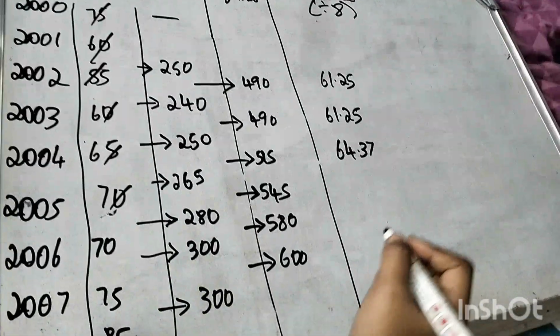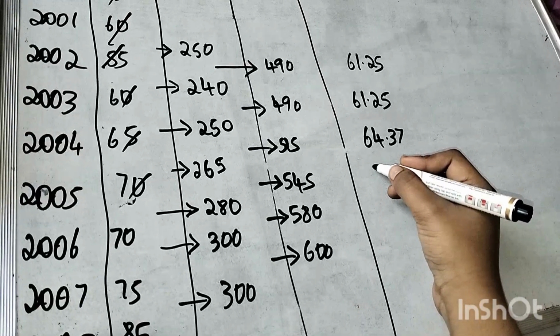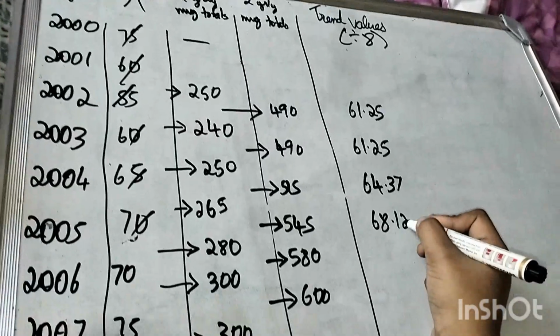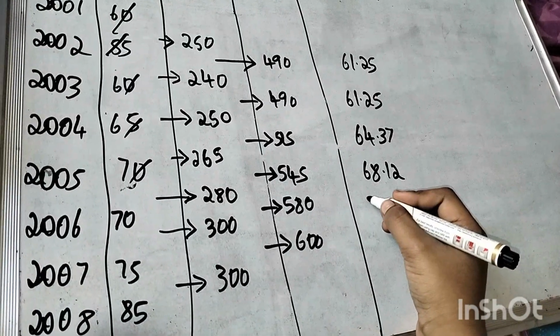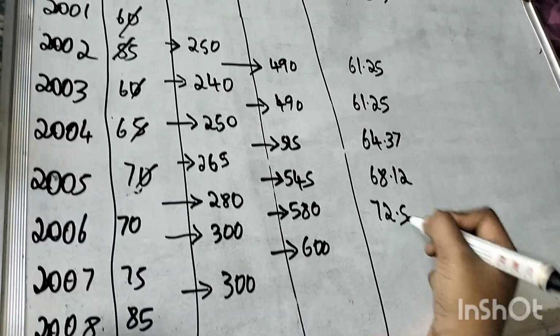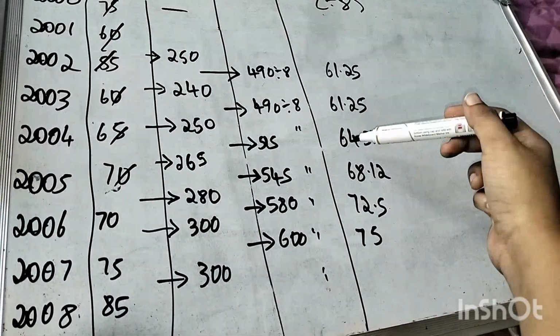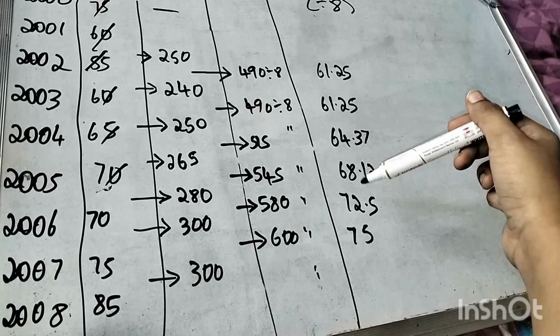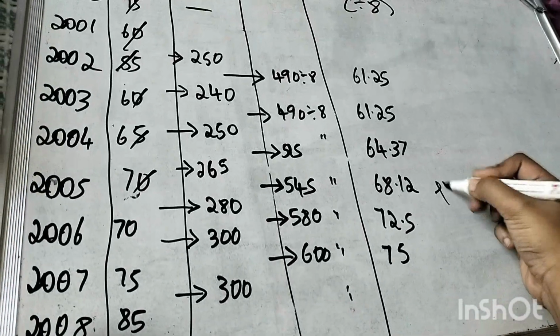64.37. 545, okay, that's 68.12. 580 is 72.5. 600 goes up to 64, goes up to 68, and then it goes up to 72. So the given data shows an upward trend.